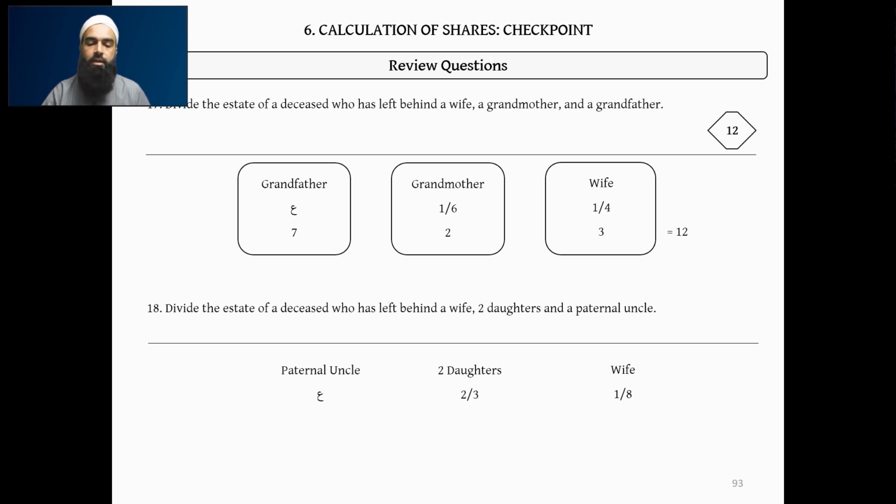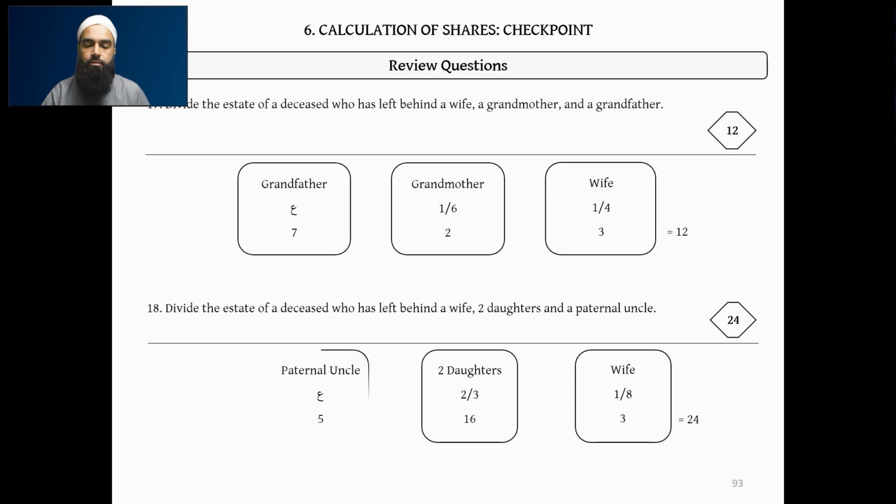We've got 1/8 and 2/3. So we've got 1/8 from group 1 and 2/3 from group 2. So we're going to use the 8 multiplied by 3. So this time our divisor will be 24. 1/8 of 24 is going to be 3. 2/3 of 24 is 16. Whatever's remaining, which is 5, goes to the uncle. So this is our 24 given out.